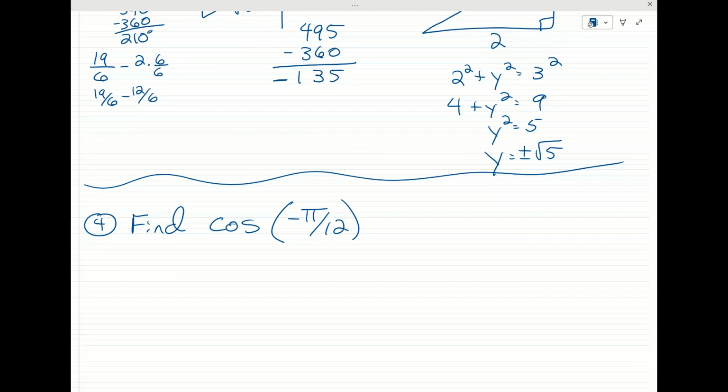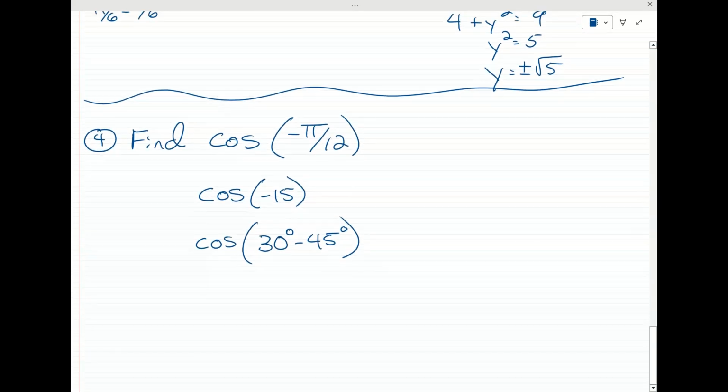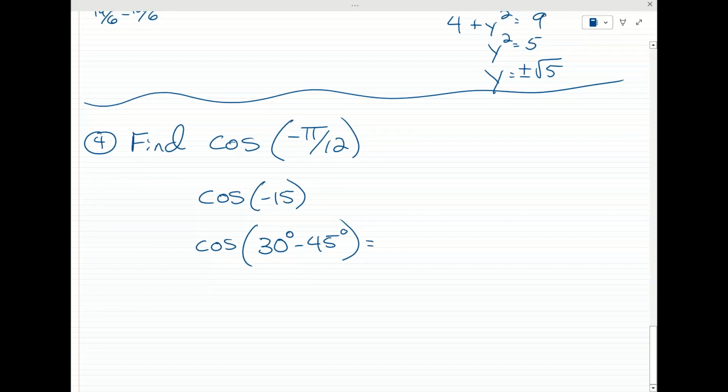It's pi over 6, 30. So pi over 6 divided by 2 is 15. So this is really just asking you, what's the cosine of negative 15 degrees? And we talked about a formula where we could just do 30 degrees minus 45 degrees. This is called the sum or difference formula. And if you take a look at the formula sheet, the cosine of a difference is cosine of the first, cosine of the second, the opposite sign, and then sine of the first, sine of the second.